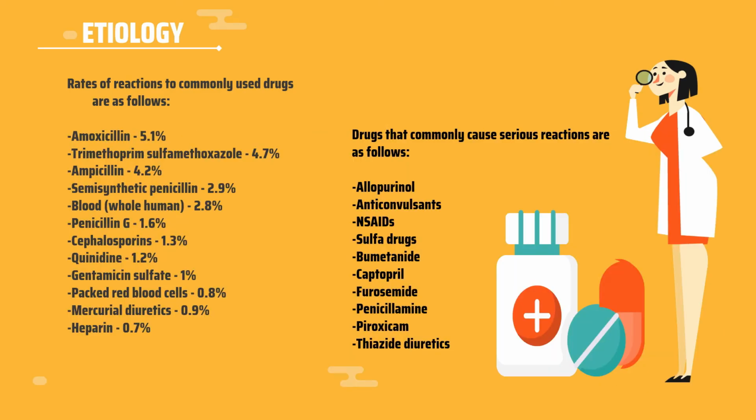Rates of reactions to commonly used drugs are as follows. Number 1 is amoxicillin, which is 5.1%, then trimethoprim sulfamethoxazole, ampicillin, semisynthetic penicillin, penicillin G, cephalosporins, quinidine, gentamicin sulfate, packed RBCs, mercurial diuretics, and heparin. Drugs that commonly cause serious reactions are as follows. Number 1 is allopurinol, anticonvulsants, NSAIDs, sulfa drugs, bumetanide, captopril, furosemide, penicillamine, piroxicam, and thiazide diuretics.